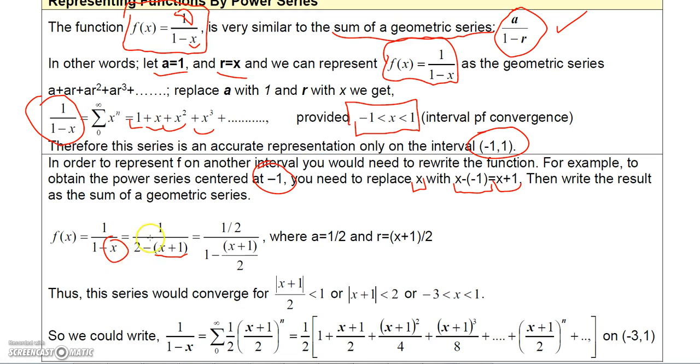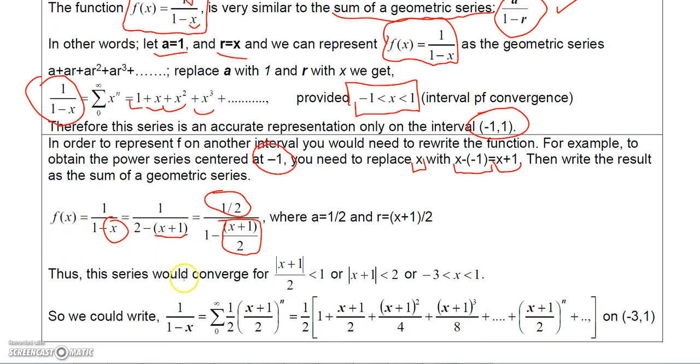There's an easy way to make it a 1: just divide by 2. So if I divide each term in this series by 2, there are 3 terms. Divide the 1 by 2, I get a half. Divide the 2 by 2, I get a 1. And then divide this sum by 2, I get x plus 1 over 2. Now I have a on top, that's my a, and on the bottom I have 1 minus r. So in this case, r would be x plus 1 over 2. Now I've written this function as the sum of a geometric series where a equals a half and r is x plus 1 over 2.